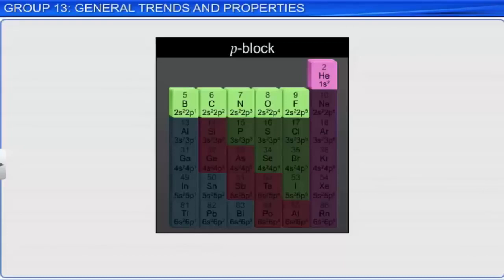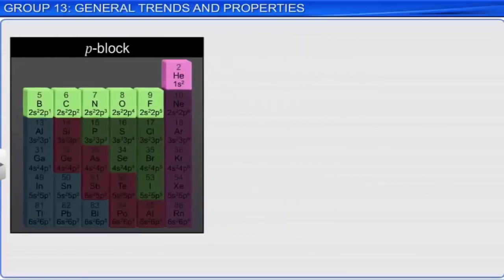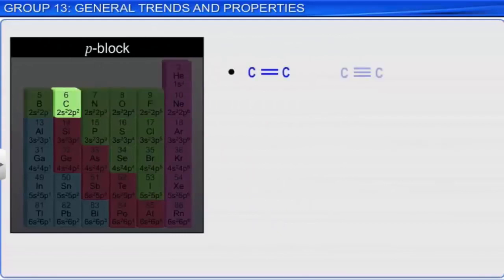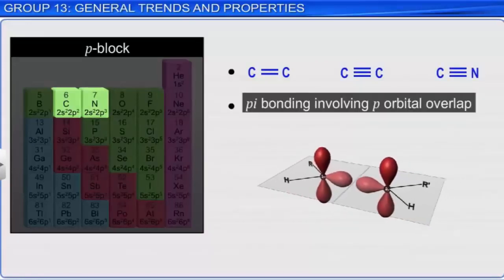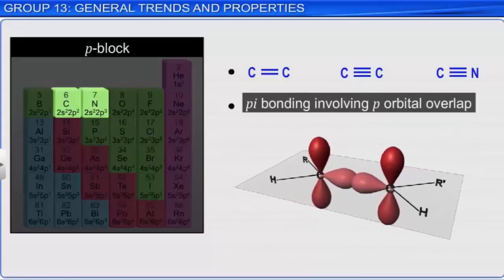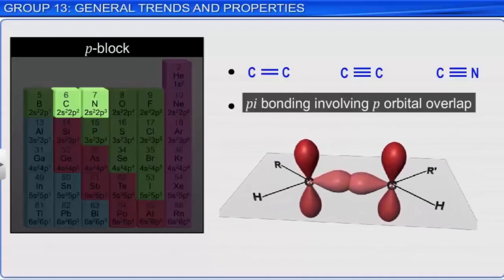We often observe that the first member in each group in the p block can form multiple bonds to itself and other elements in period 2. For example, carbon can form multiple bonds with itself as well as with nitrogen. These multiple bonds involve sideways overlapping, or pi bonding, of p orbitals.